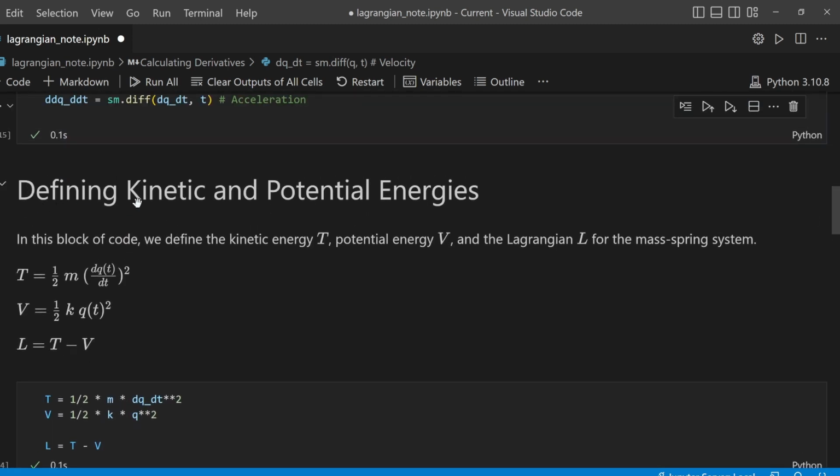Then we define the kinetic and potential energy. Since we have a spring and a mass, the kinetic energy is, like always, 1/2 m times dq/dt squared. So 1/2 m times the velocity squared, like we did right here. And the potential energy is 1/2 times k times the position squared, which we also did right here.